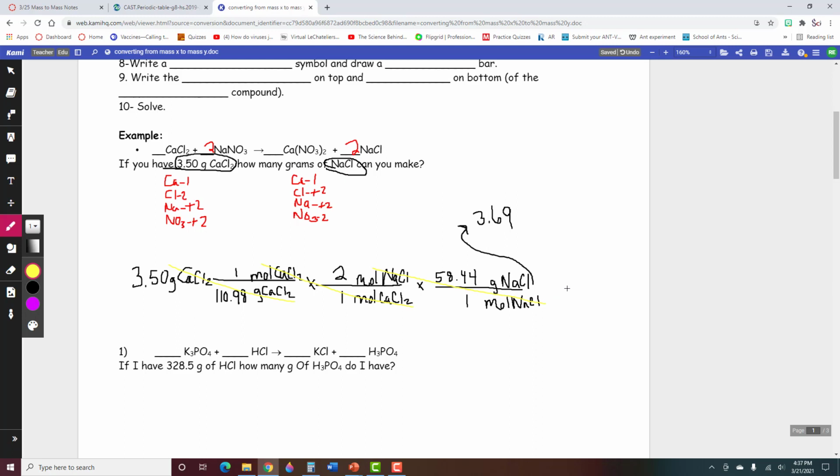That should always leave you just 1 unit on the top, and that should also become your final unit, which is grams of NaCl. And so you can see it's very similar to what you've already been doing. It's just a little bit longer, but the steps are pretty much the same for all stoichiometry problems. So don't get caught up in, oh, is this a moles to moles, a mole to mass, whatever. It doesn't matter. You always solve them all the same way.